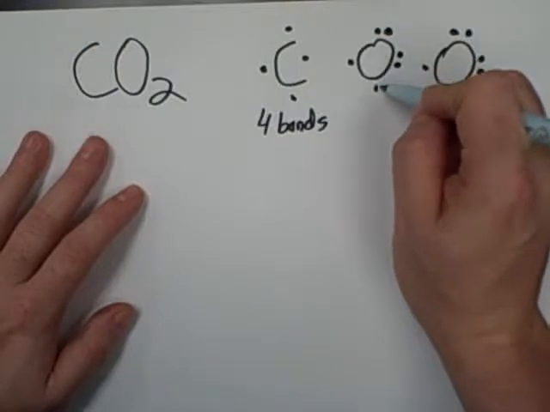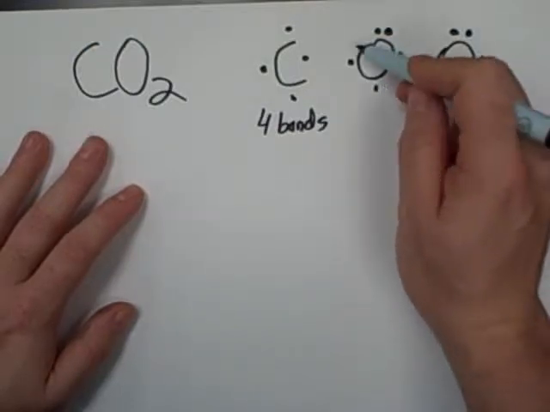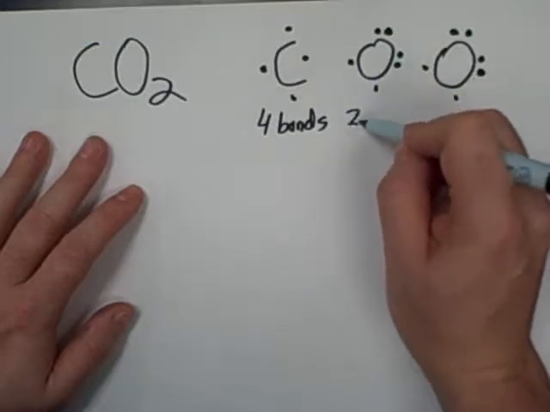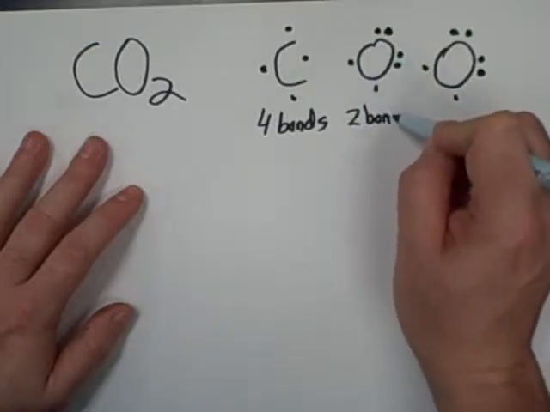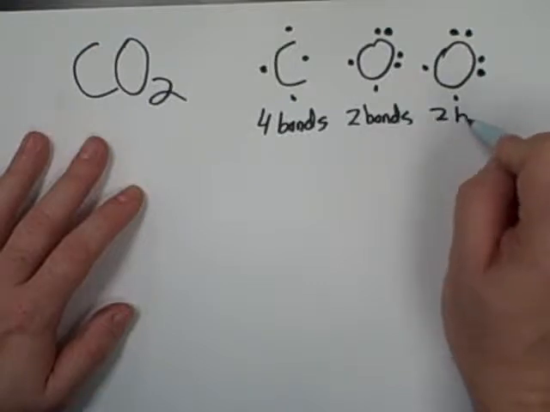This oxygen has 6 dots, which means it has 2 empty spaces, 1 here and 1 here. So it's going to make 2 bonds. The other oxygen will do the same thing, 2 bonds.